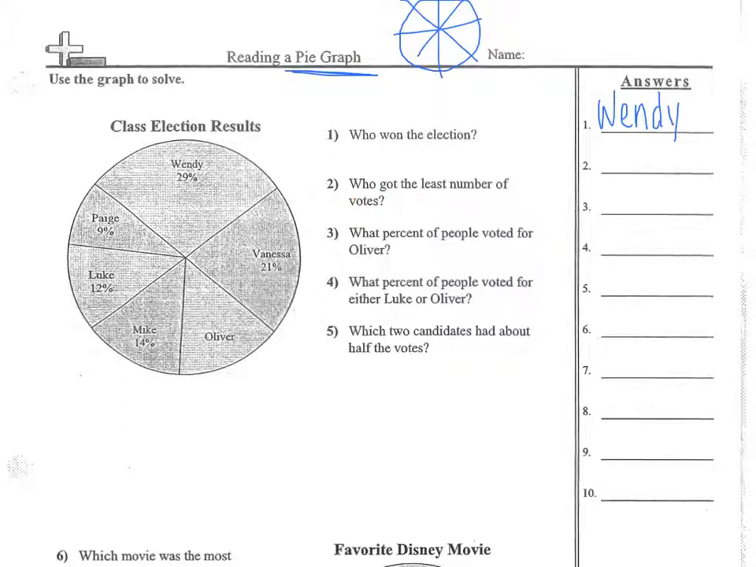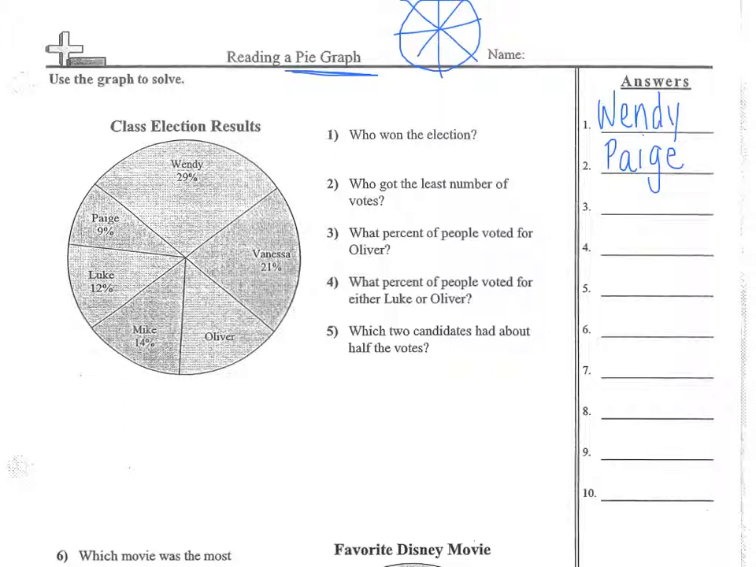The next question asks, who got the least number of votes? Okay, so who came in last place? Well, if the winner had the biggest number, I'm going to guess that the loser, or who had the least number of votes, had the smallest number. So 14, 12, 9, 22, and 21. Well, 9 is the smallest, so that means Paige had the smallest.